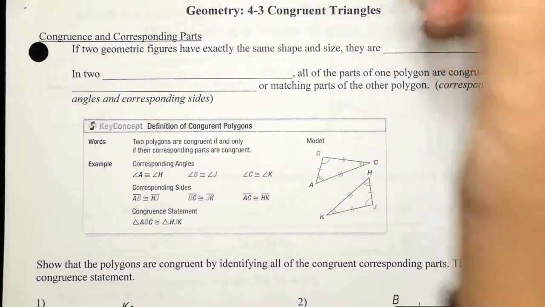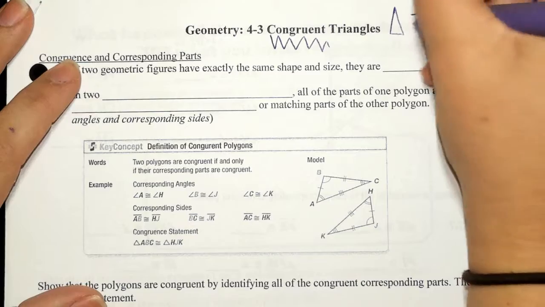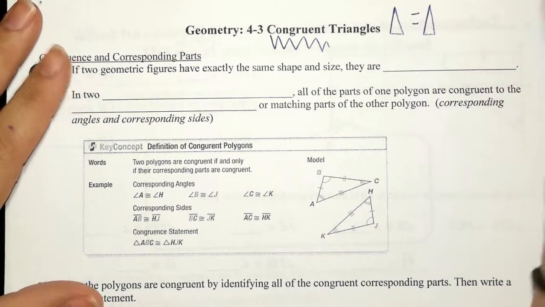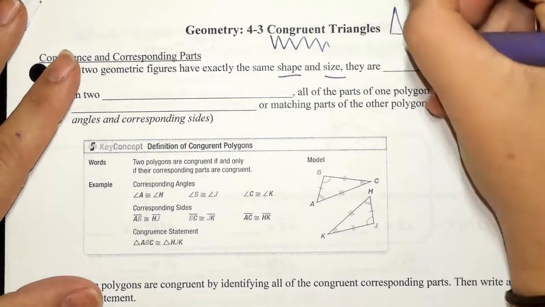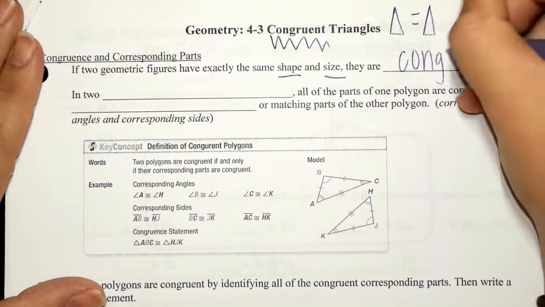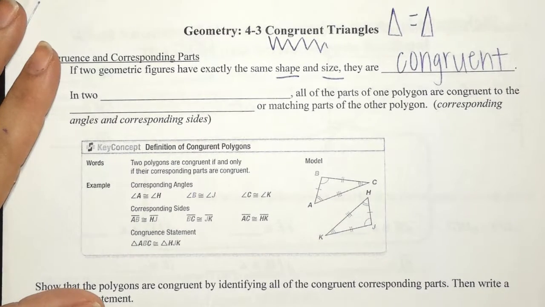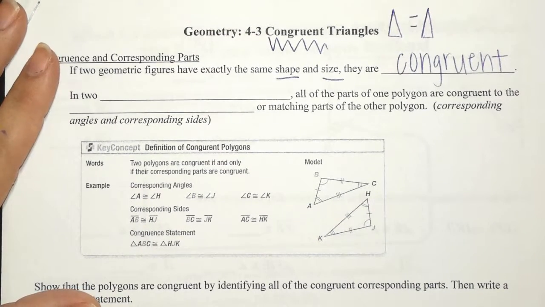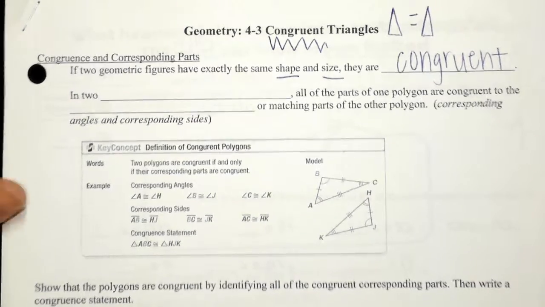Okay, so we're talking about congruent triangles. So two triangles that are equal, everything about them is the same. They're the same shape. They're the same size. They are congruent. So there are actually six parts in order for you to tell if two triangles are congruent.